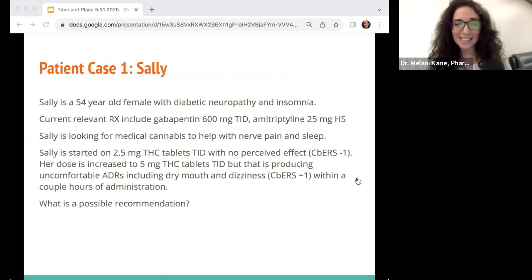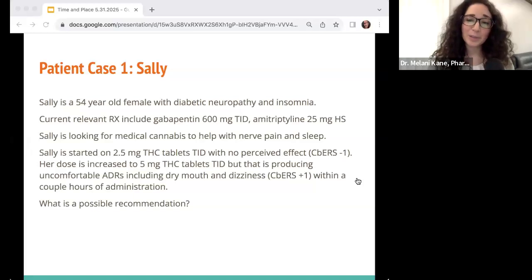So our first one is Sally, 54-year-old female with diabetic neuropathy and insomnia. Current medications of relevance, I included gabapentin 3 times a day and amitriptyline 25 at bedtime. And her goal of therapy is to help with her nerve pain and sleep. So we start her on 2.5 milligrams of THC. We start once a day. We slowly rev it up to 3 times a day over the course of a week. And there's just no perceived effect. CBERS -1.